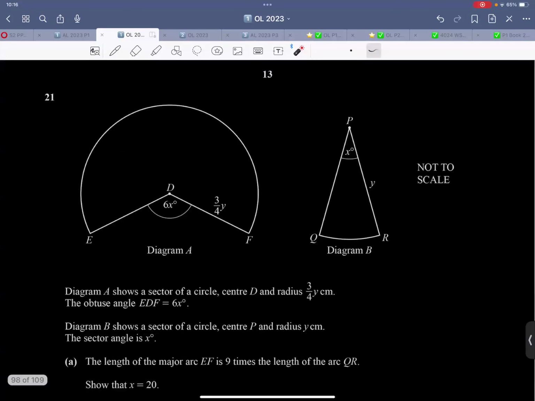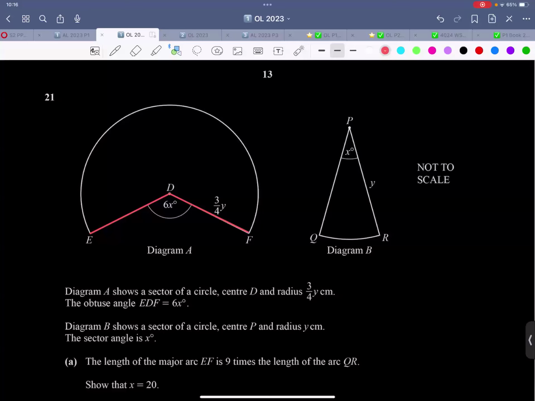21. Diagram A shows the sector of a circle, center D and radius 3/4 pi. So this is center D and radius 3/4 pi. The obtuse angle is 6x degrees. Now let me do some shading as usual. So we have this thing. That is the radius. And then we have this thing. That's another radius.